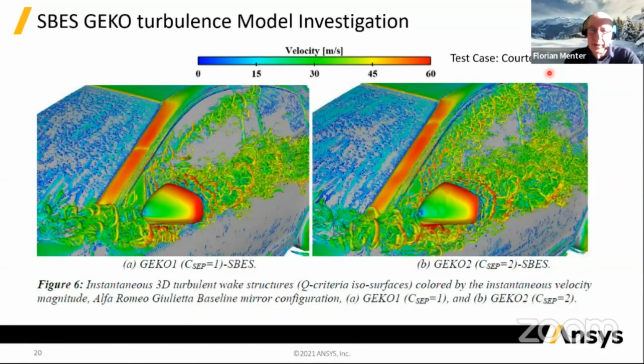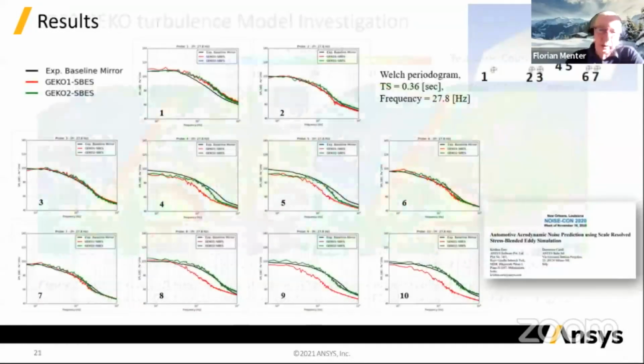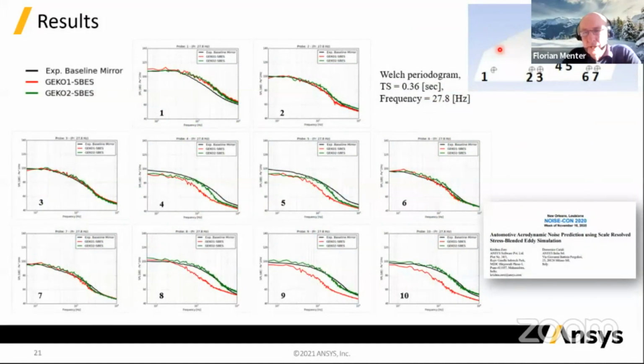And you can see here a case which we got from our customer Fiat Chrysler Automotive, and they were interested in noise going through that side window. And here you see two simulations with the SBES model, one with GEKO CSEP1 and one with GEKO CSEP2. And what you see here, the separation behavior on the A pillar is very, very different. And this one is separating much stronger and has much more vortices there, which of course then affect the noise going through that window.